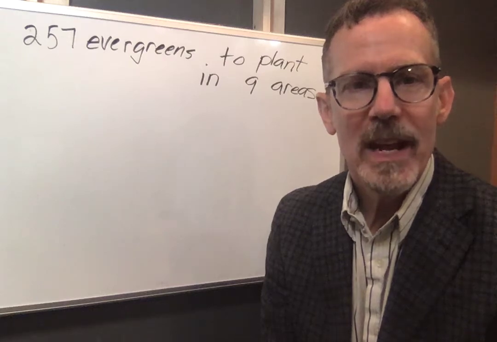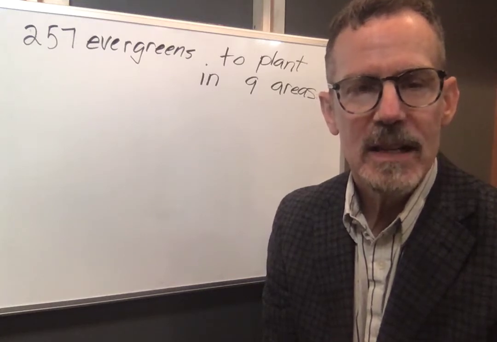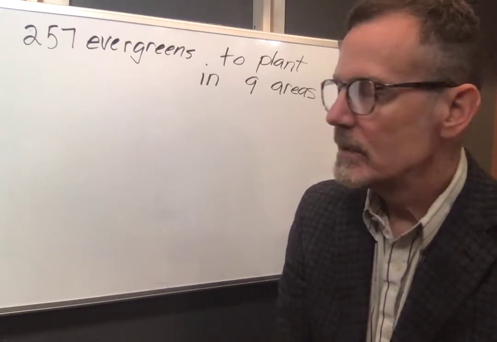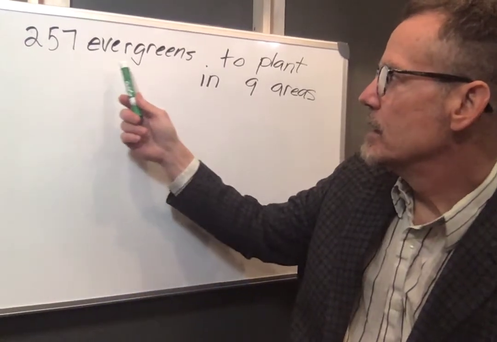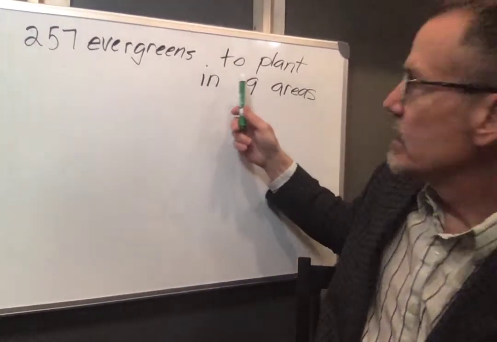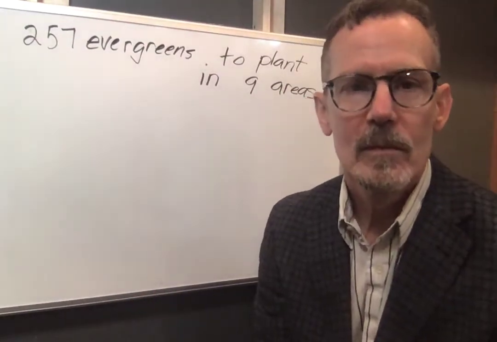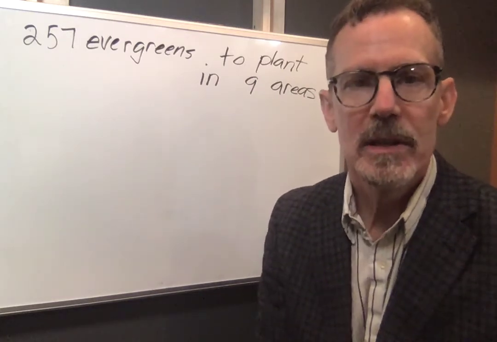Hi, we're going to do a division problem using scaffolding division. And this time we're going to give it context, at least a little bit, in the form of a word problem. So here we go. The word problem is: 257 evergreens are to be planted in 9 areas. So we have to decide how many trees are going to go into each of those 9 areas.